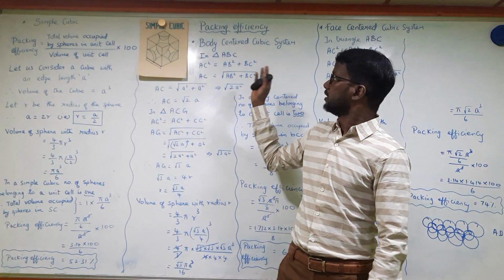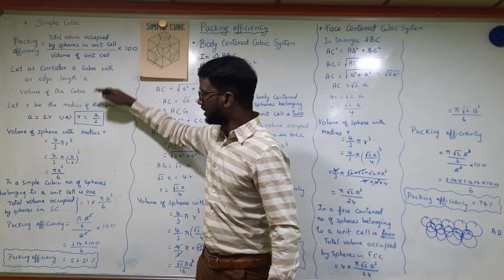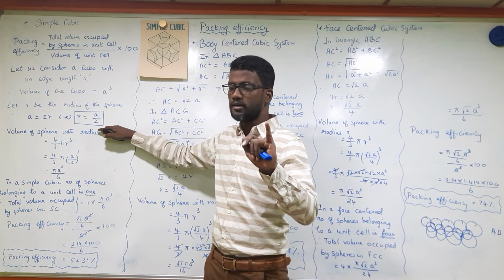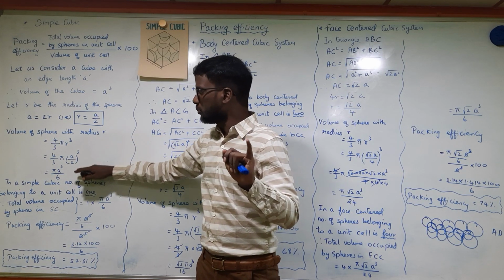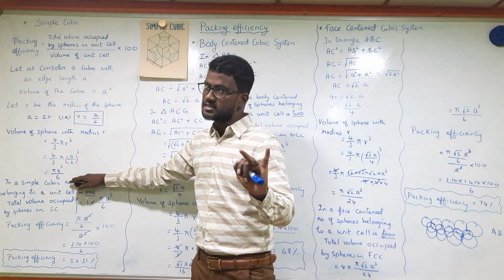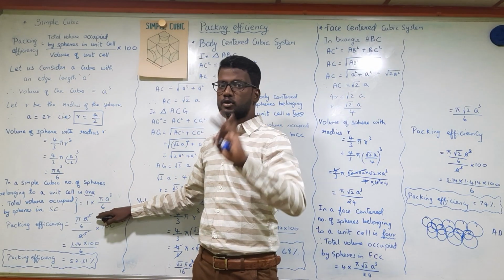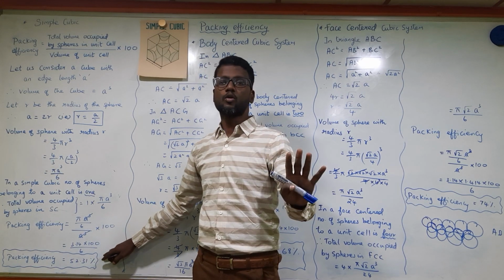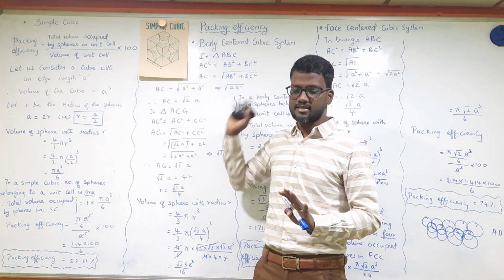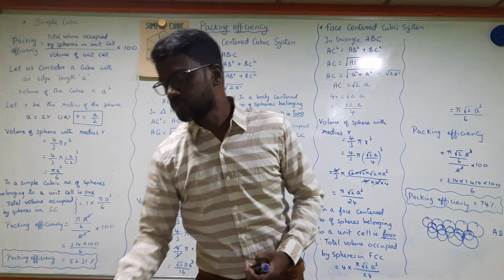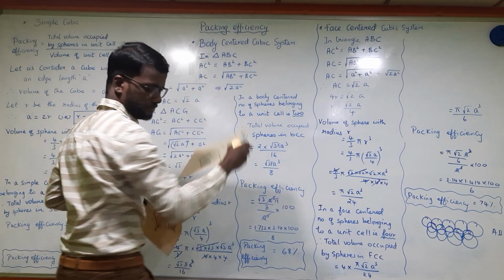Okay, so important steps here. What we do, first we find a value for r. Okay, step 1, find a value for r, that is radius, and then step 2, find volume occupied by one sphere. Step 3, find total volume occupied by all the spheres in the unit cell, and then step 4, go for packing efficiency. Follow these 4 steps, the derivation is going to be as simple as possible. Okay, so next we'll continue with body centered cubic system.